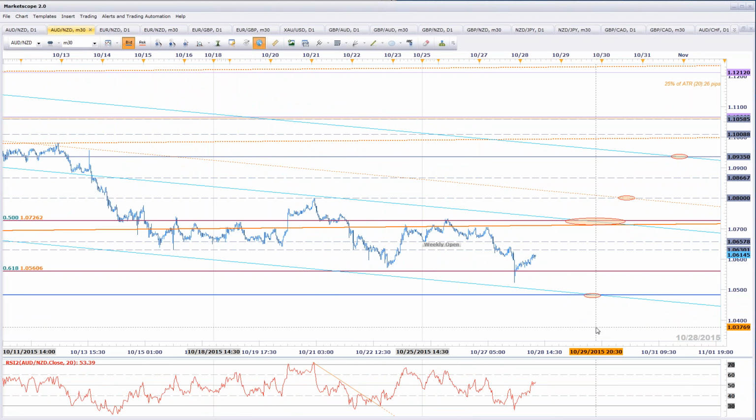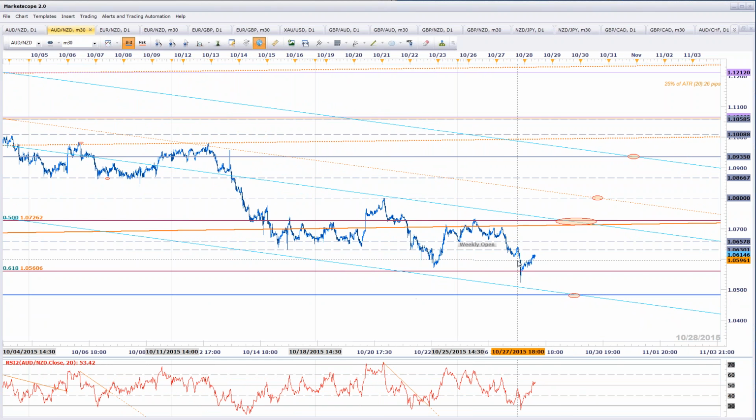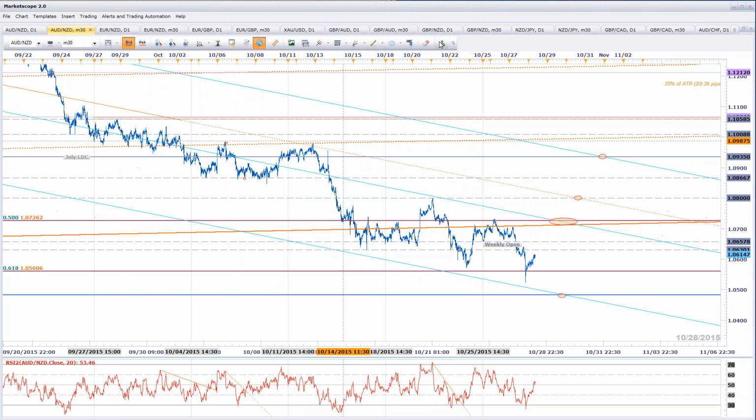Chris, hope that helps, man. He says, very clear on Aussie Kiwi, thanks. Mike, how do you copy your trend lines like that? Is that a PC thing only? No, Chris, just click on any trend line that you have drawn, guys, and hold down Control when you click on it, and it'll allow you to copy it.